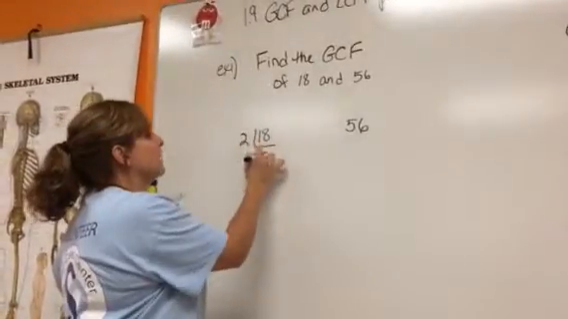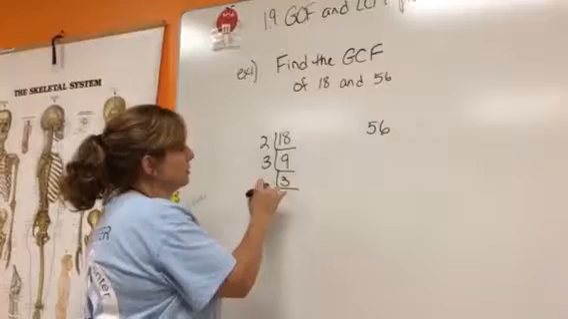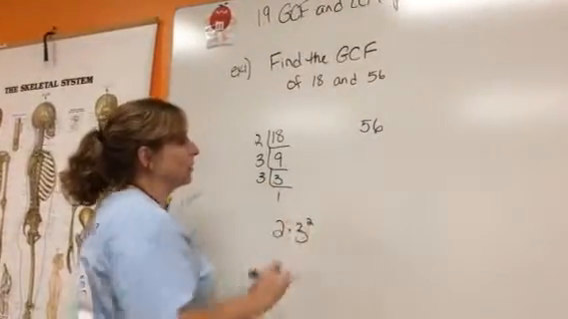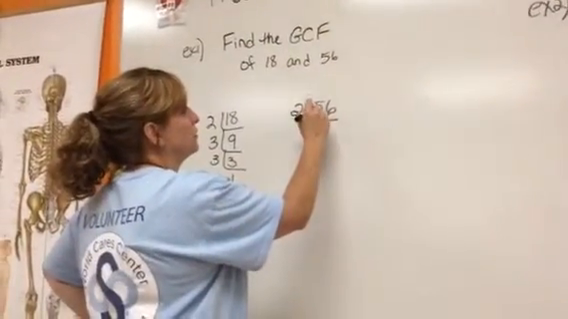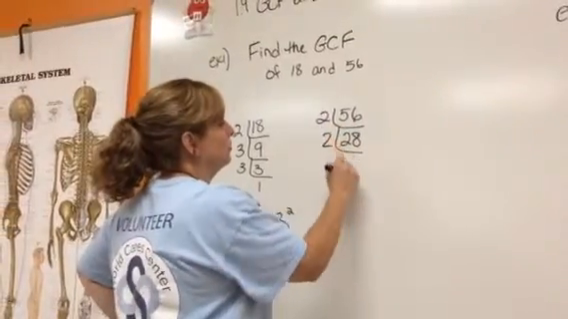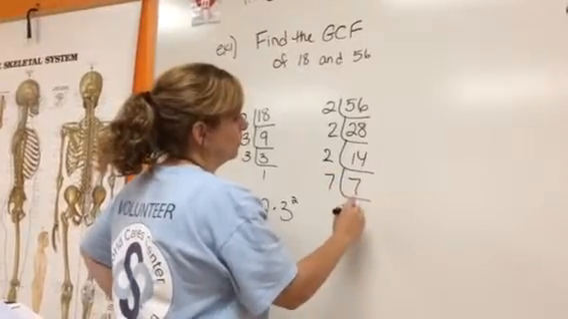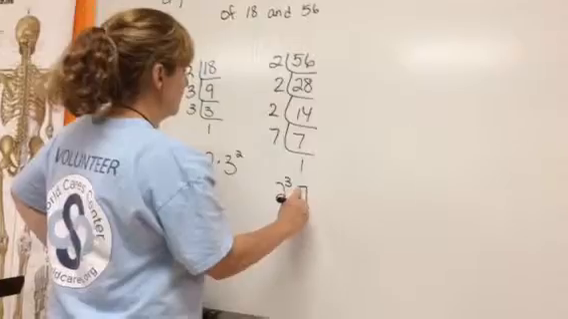Pull out any prime factors that you have. So I pulled out a 2 out of 18. I pulled out a 3 out of 9. So I get 2 times 3 squared. Now 56. I'm going to pull out a 2 and then I get, let's see, 8, 2, 14, 2, 7, 7, 1. Okay, so I get 2 cubed times 7.